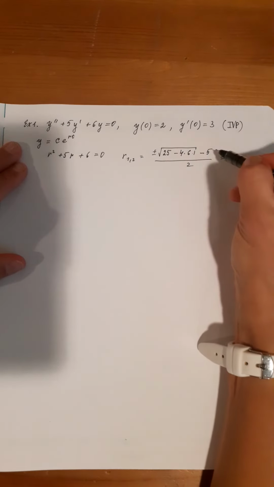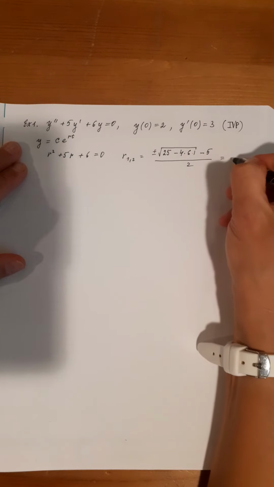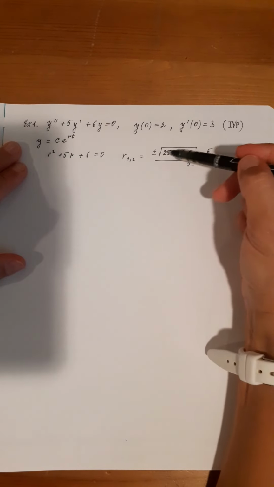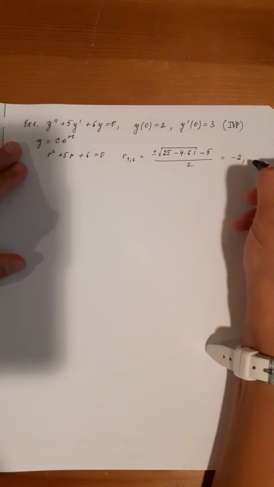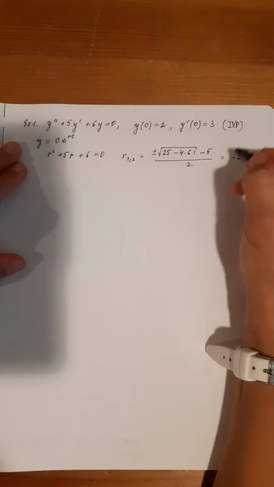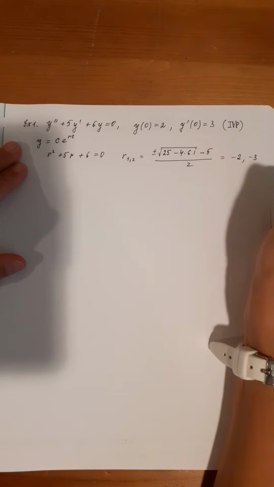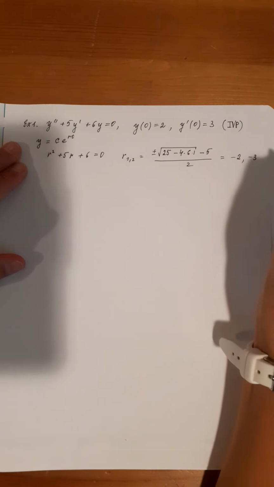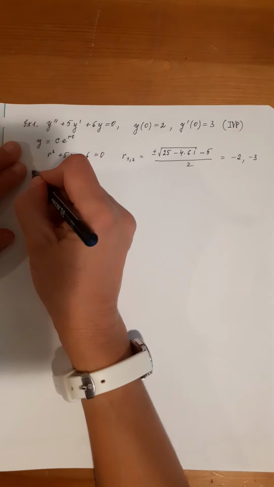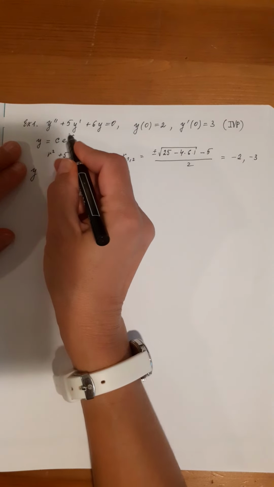So we have plus 1 minus 5 is negative 4, over 2 is negative 2. And minus 1 minus 5 is minus 6 over 2 is negative 3. So my two solutions are negative 2 and negative 3. Well, what are they going to produce? They're going to produce for me two solutions, actually, right? I found two different r's.